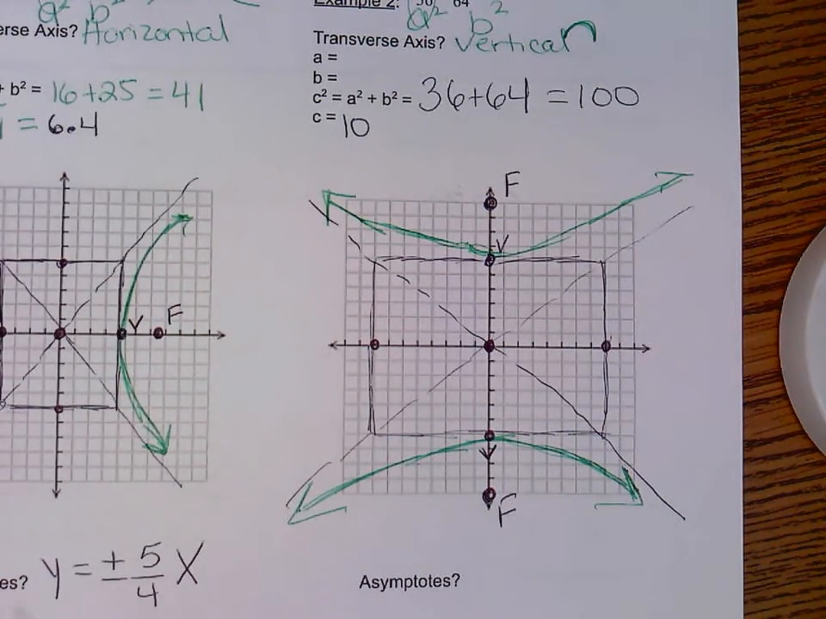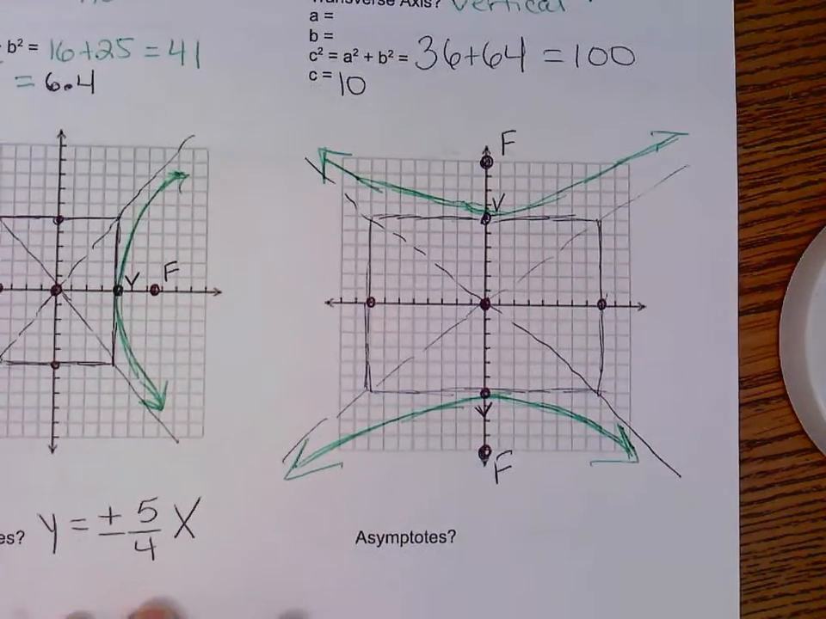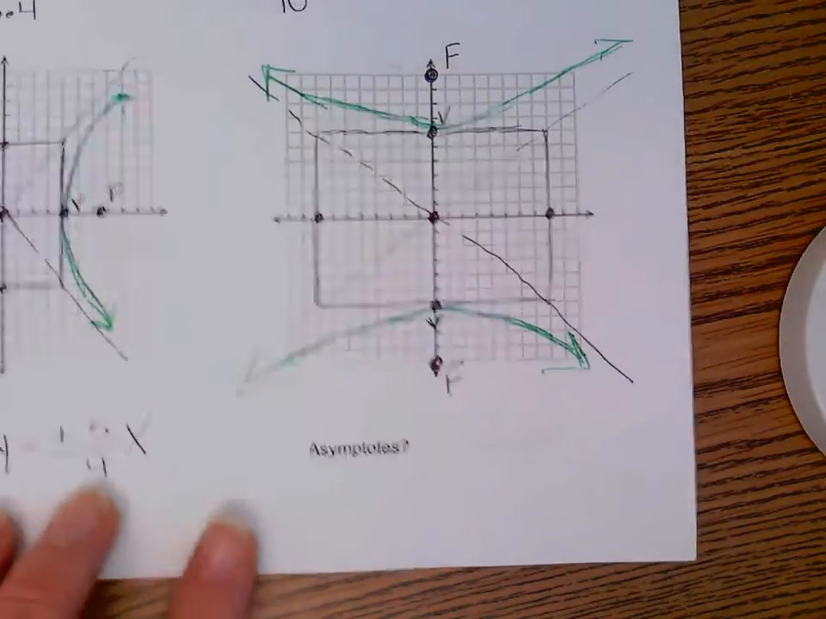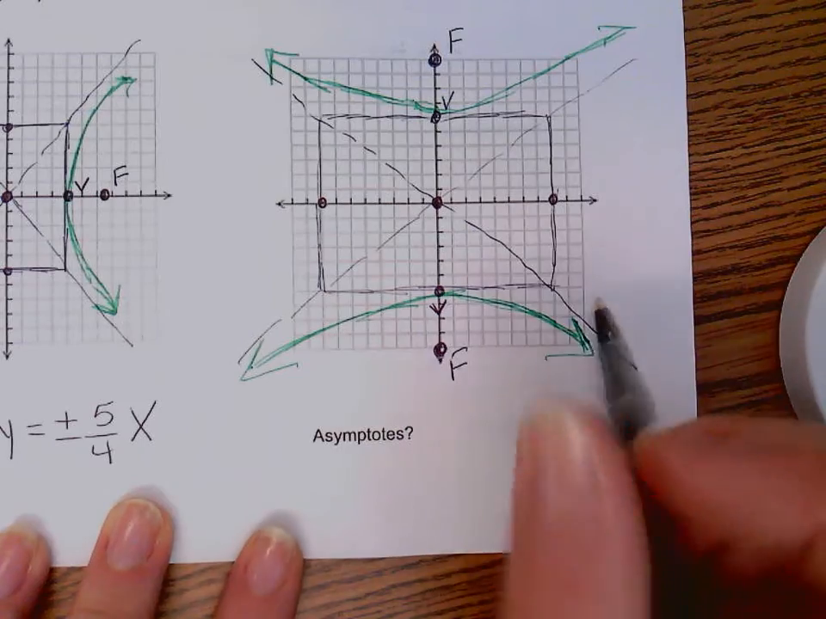So I just wanted you to have seen a hyperbola, not do a whole lot with it, but at least know how to graph the equation. Ellipses and circles are more important for seeing in pre-calculus, or calculus, I mean.